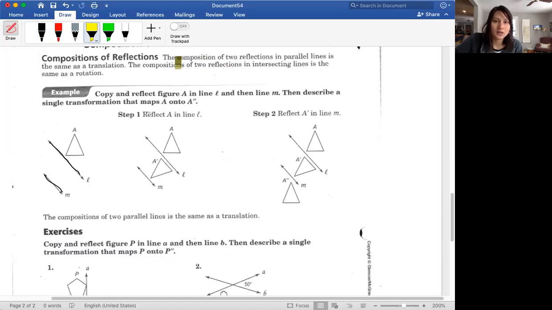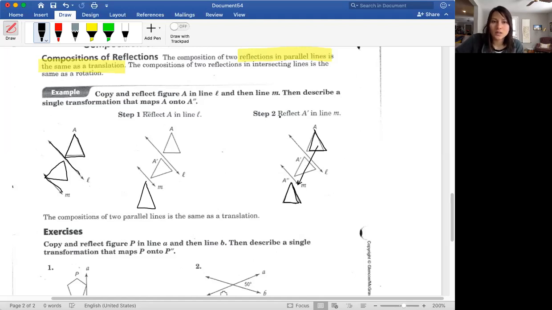So read through this. The composition of two reflections in parallel lines is the same as a translation. So if you imagine this triangle A is reflected, so then it reflects across, looks like that, right? Then this reflects over again across the parallel line. We'll see what's going on. They are back at the same exact position, just moved over. So this looks like it's just translated, it's just glided over.